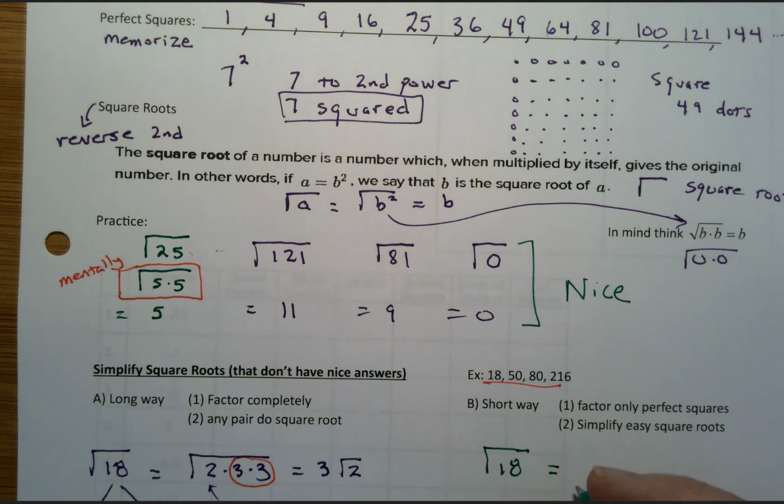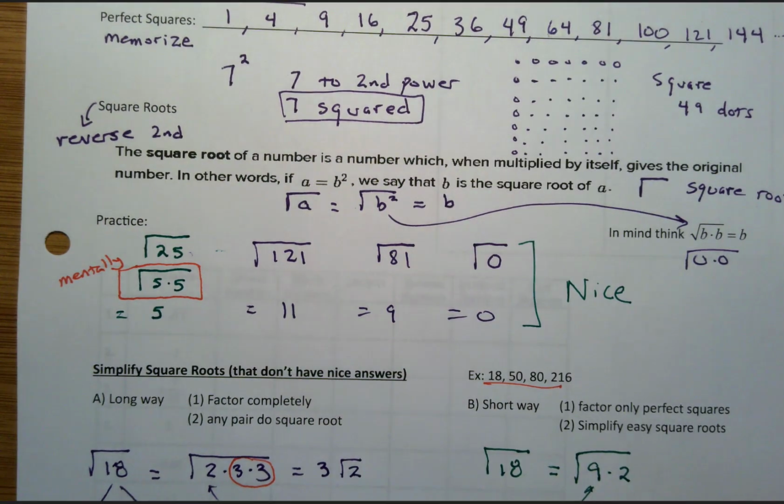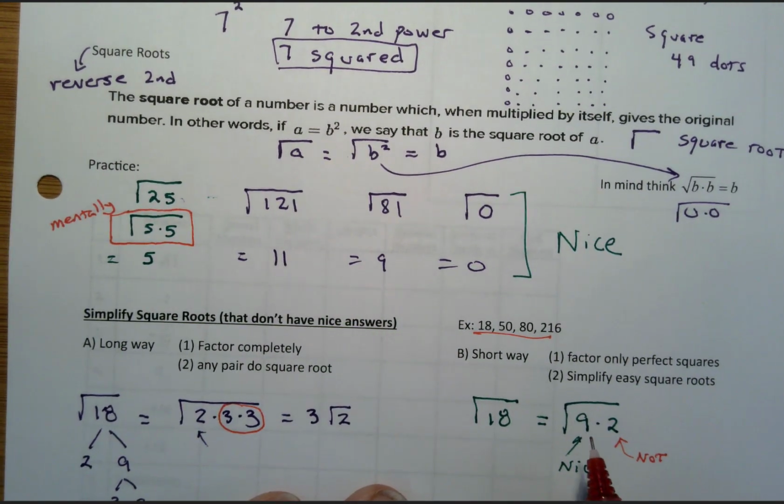So what I'm going to do is factor out 9 times 2. Now the reason I'm using the 9 is because this is a nice square root. This one is not nice. So the square root of 2 is stuck. But the square root of 9 is not stuck. I can simplify that. And the square root of 9 is just a whole number 3. 3. No square root on it. It's square root of 9, just a regular whole number 3.